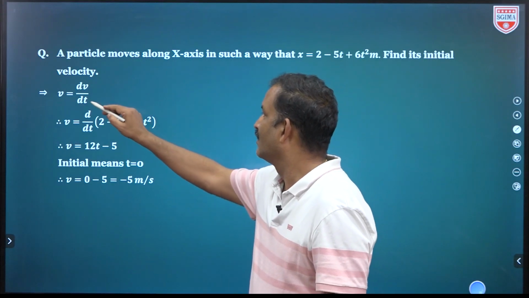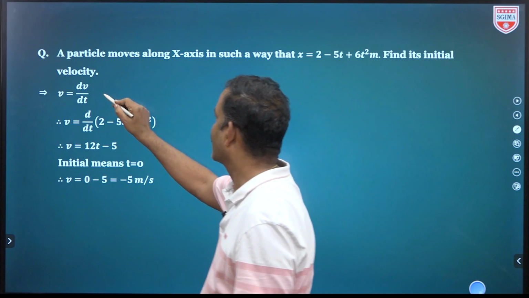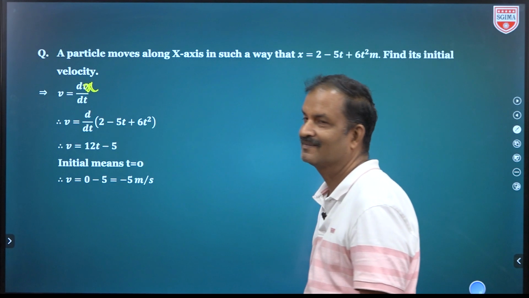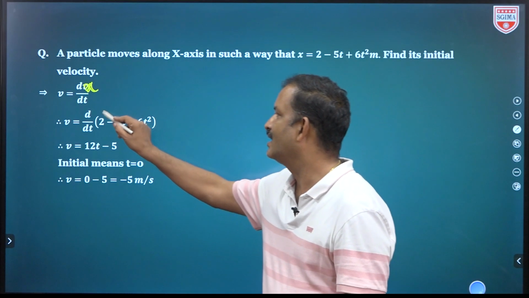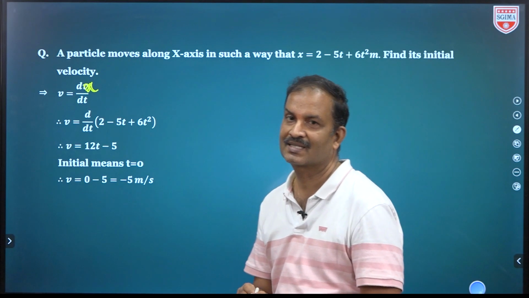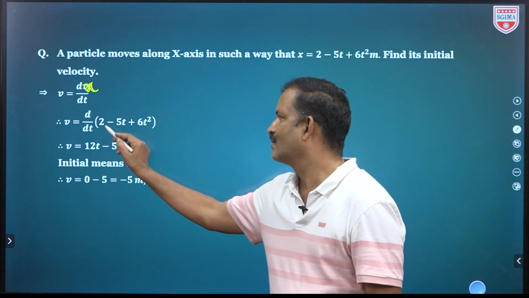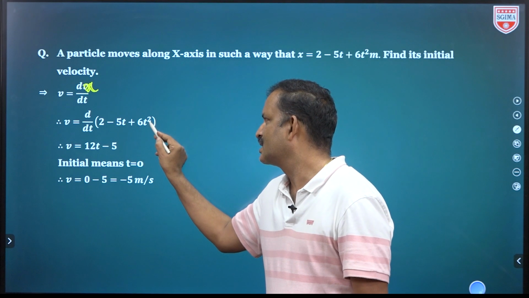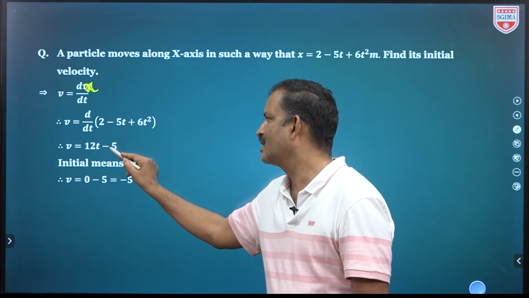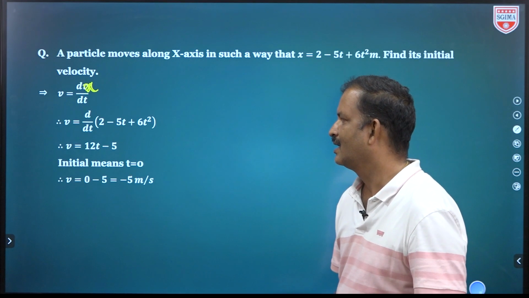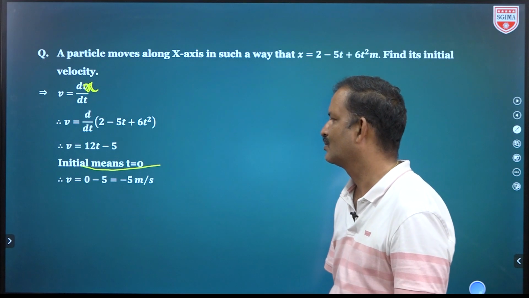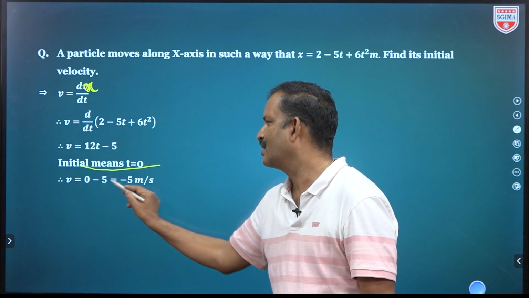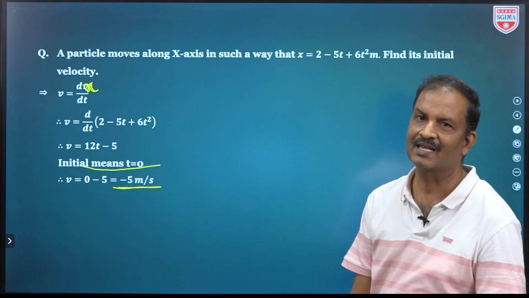So, velocity is equal to, you can write dx by dt. V is equal to dx by dt. d by dt of 2 minus 5t plus 6t square. So, for this one, 2 differentiation is 0, 6t square differentiation is 12t, minus 5t differentiation is minus 5. Initial means t is equal to 0. If t is equal to 0, if you substitute, 12 into 0 minus 5, that is equal to minus 5 meters per second.